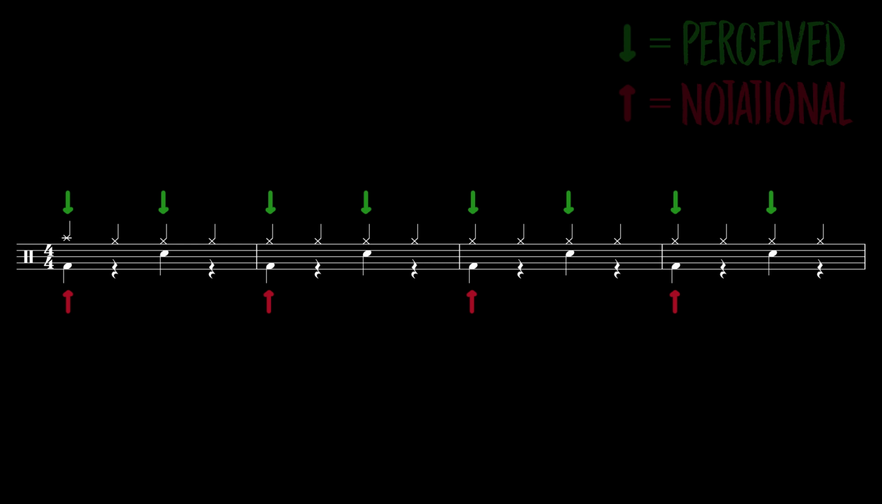Green arrows are perceived downbeats. Red arrows are notational downbeats. There's not a red arrow for every green arrow, but they do line up in this very regular, predictable way. And that's what we want to try to achieve.